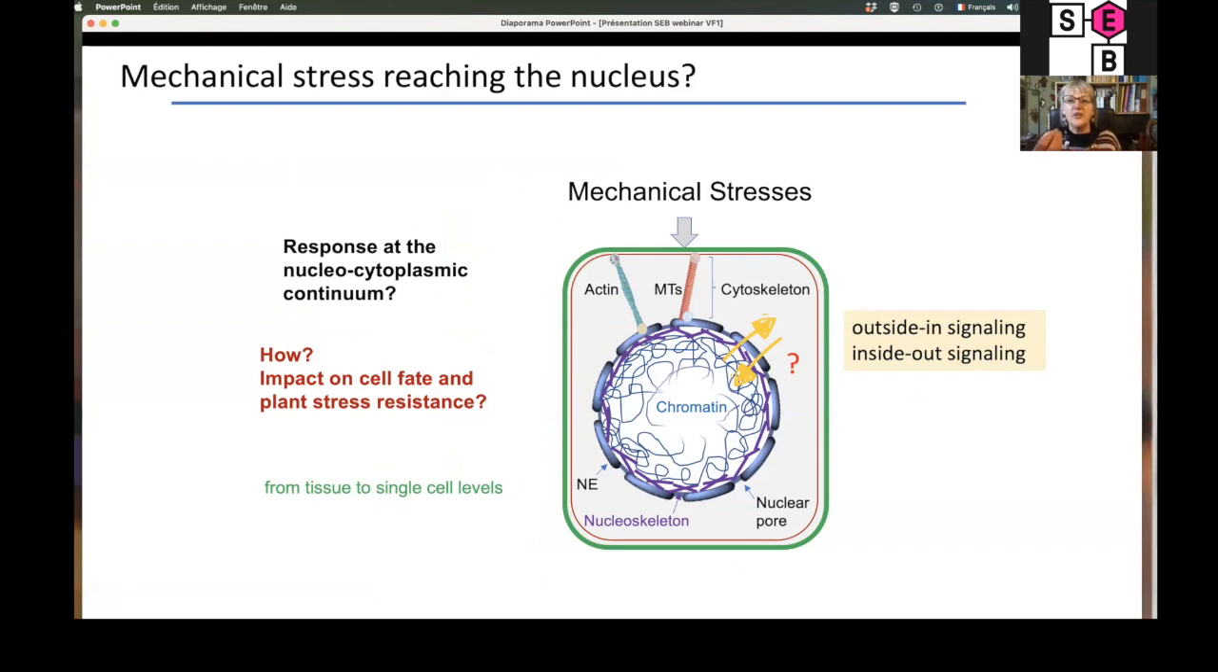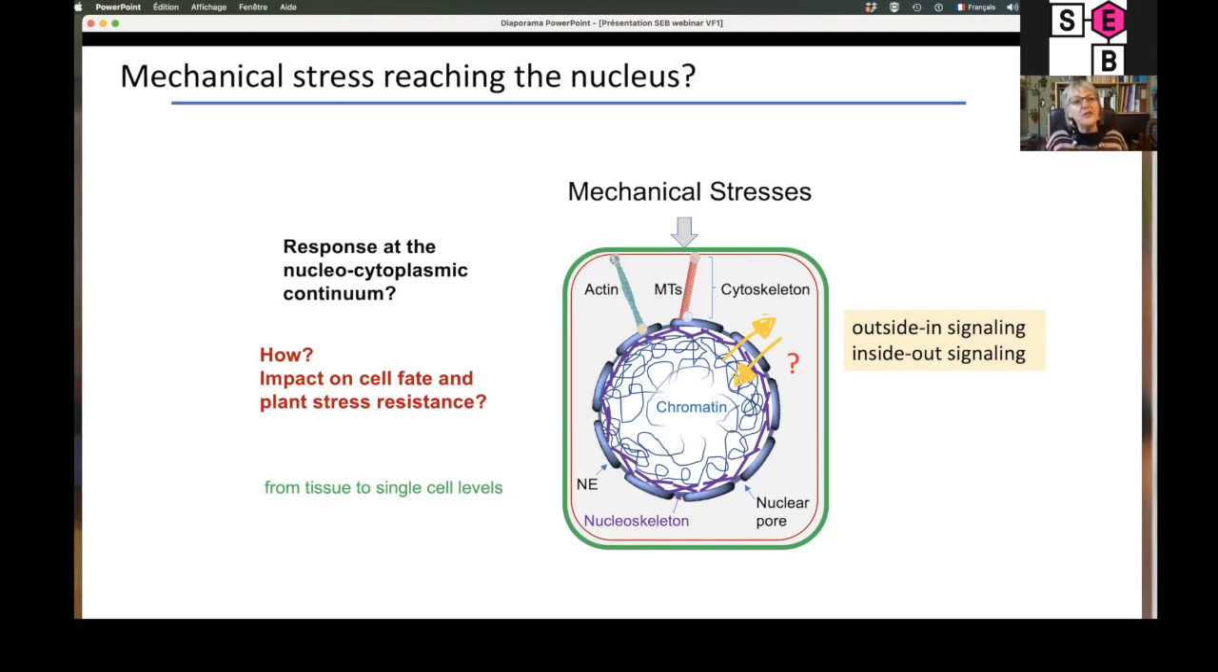And we know that the nucleus is surrounded by an envelope called the nuclear envelope, which is connected with the cytoskeleton, actin, and microtubules. But inside the nucleus, close to the inner nuclear membrane, we also have a nucleoskeleton in plants, with specific proteins which form some lamina-like organization with a well-known reticulation of the network.